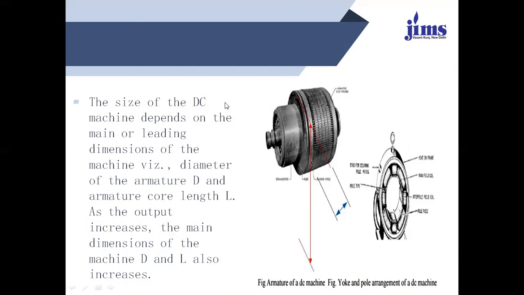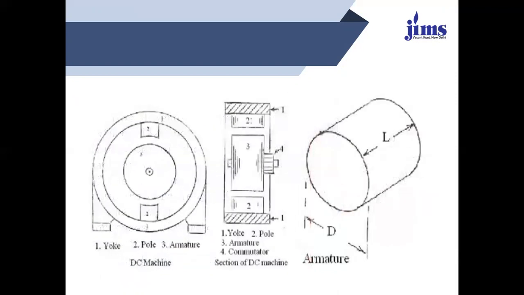The size of DC machines depends on the main or leading dimensions of the machine, like the diameter of the armature and the length of the armature core. As the output increases, the main dimensions of the machine, D and L, also increase, and they decrease as the machine rating is reduced.